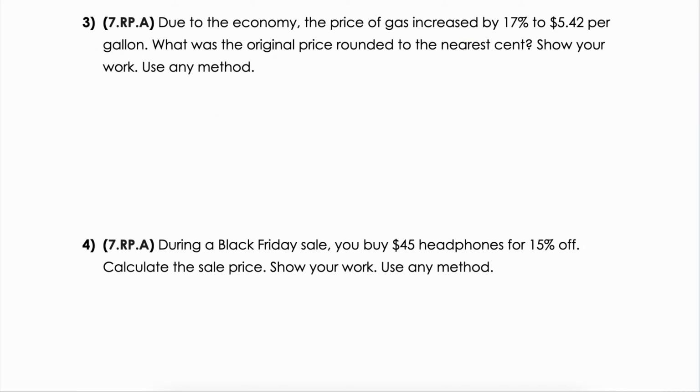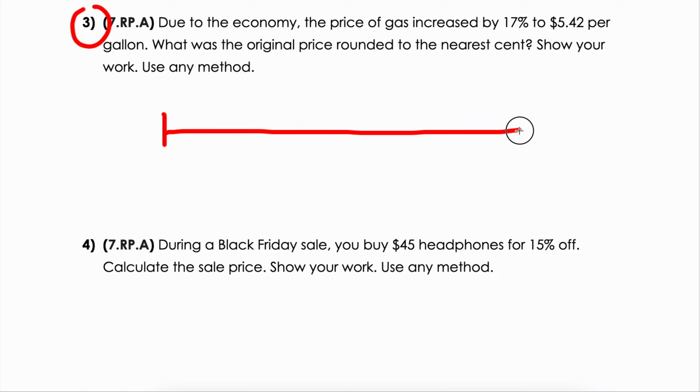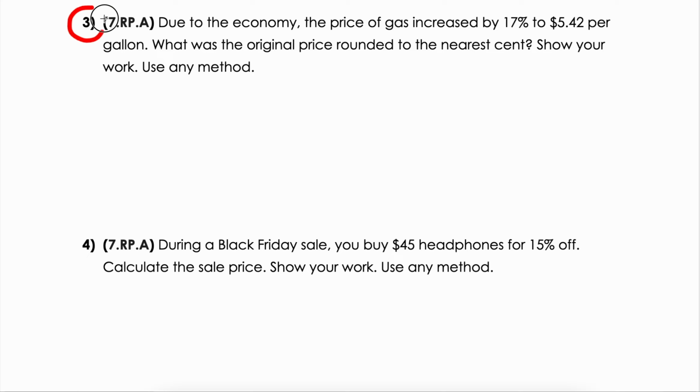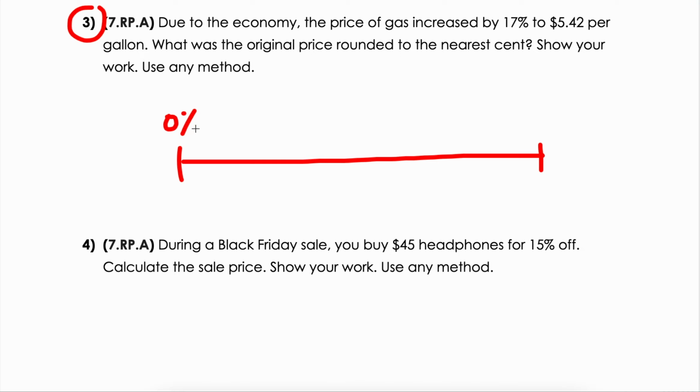Let's try method 2. With method 2, we're going to draw a double number line. Give myself some more room. 0% on one side, 100% on the other. And then let's see, this gas increased by 17%. So we're really talking about 117% here, since it increased by 17. And now that price is $5.42.